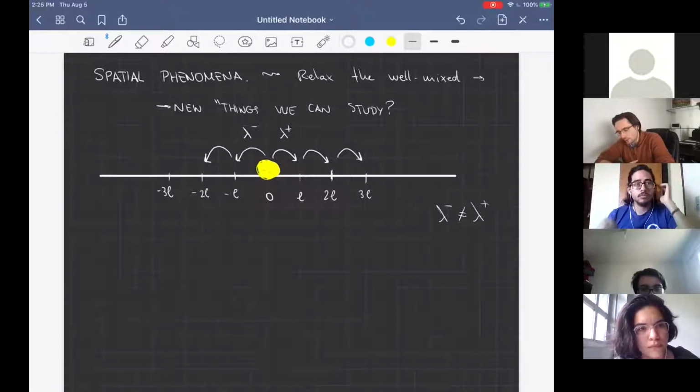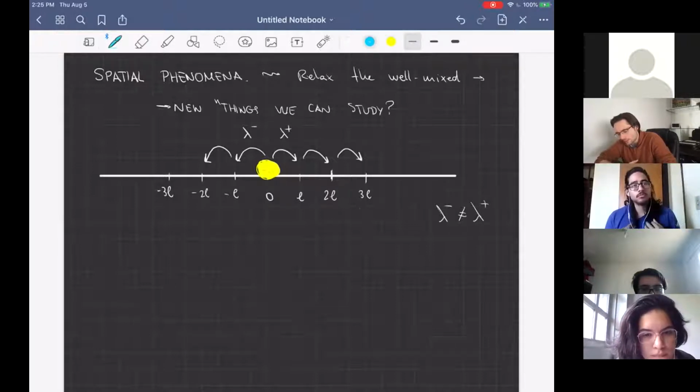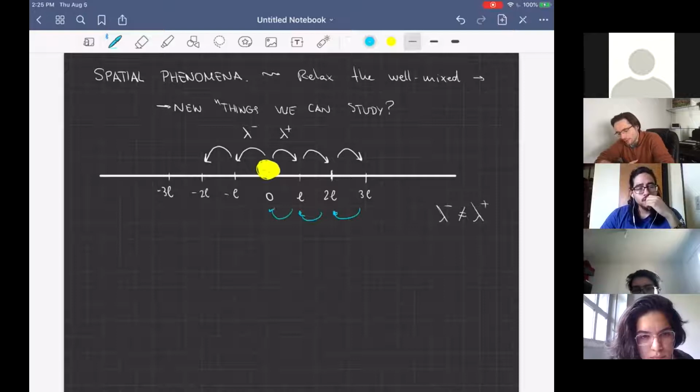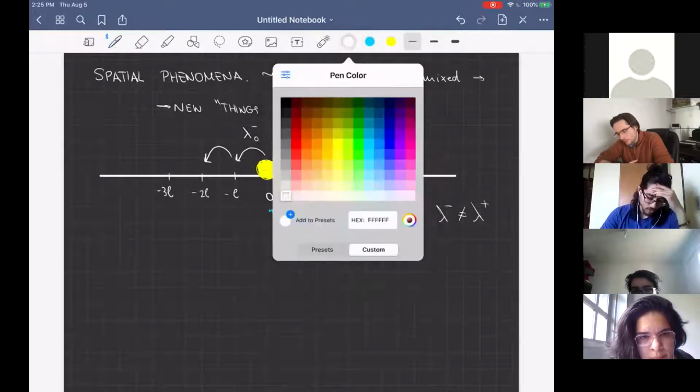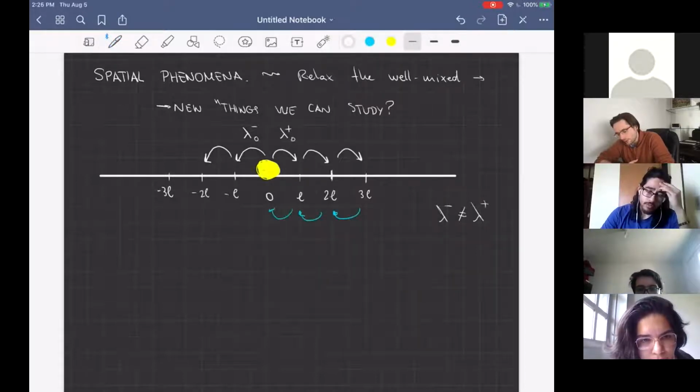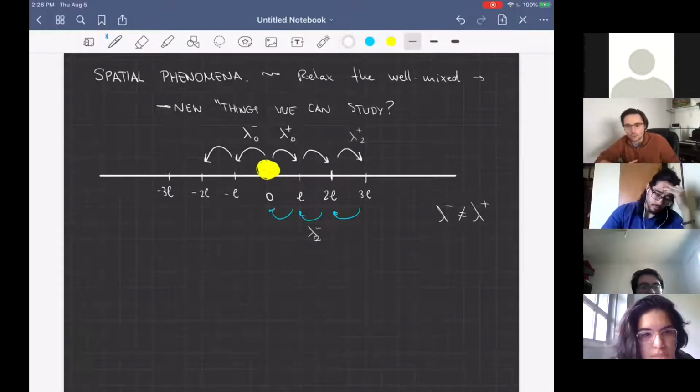I don't know if I am being clear, but basically we can assume that, for instance, if I am here in the origin, I have lambda minus sub 0 or lambda plus sub 0, and if I am here, in this 2L, I may have a lambda plus sub 2 and a lambda minus sub 2 that depends on the positions of the lattice.